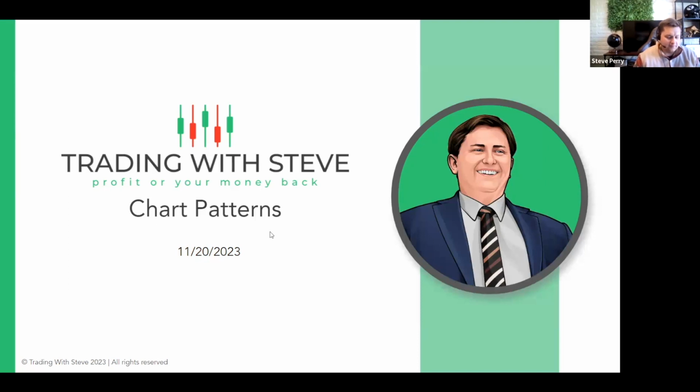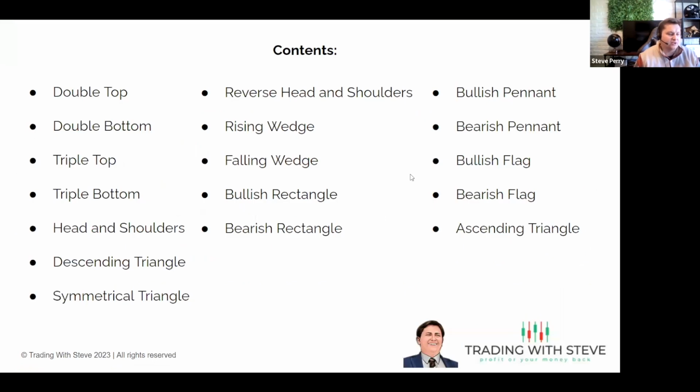So these are the chart patterns I wanted to focus on. The most basic pattern, or one of the more basic patterns, is called the double top or the double bottom. There's triple tops and bottoms. There's the shoulder patterns. There's wedge patterns, rectangles. There's pennant patterns, flags, and other types of triangle patterns that we'll show you.